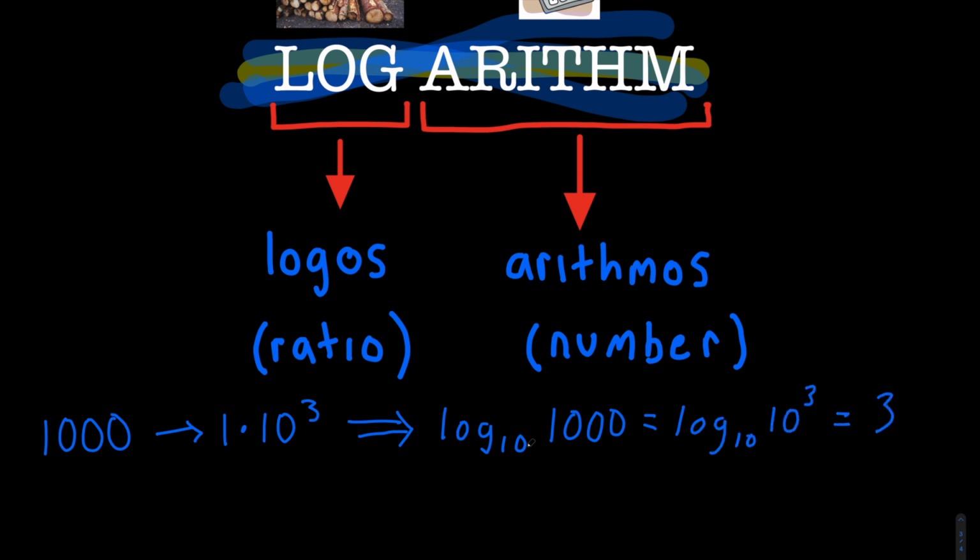So you can see this is basically asking how many magnitudes of 10 are in 1,000. We know 10 times 10 is 100, times 10 is 1,000. So there are 3 magnitudes of 10 within 1,000. So this is the base and this is the number. We're trying to see how much of the base goes into 1,000.